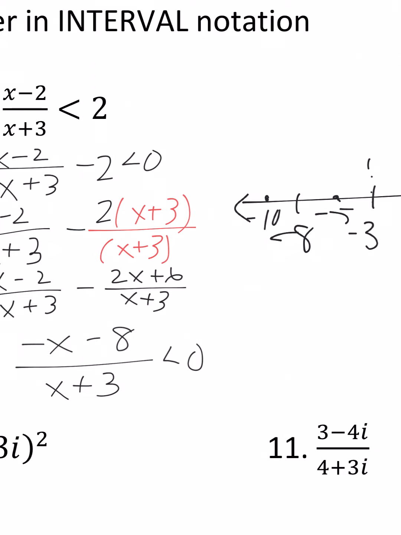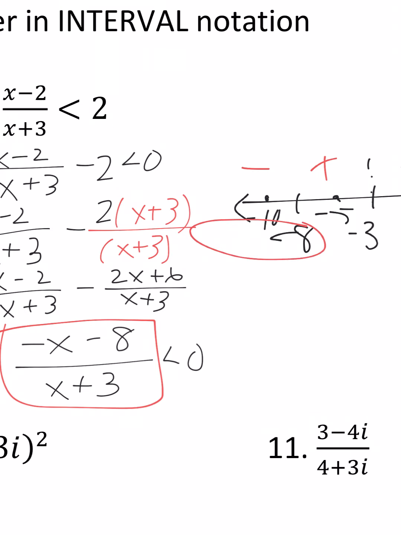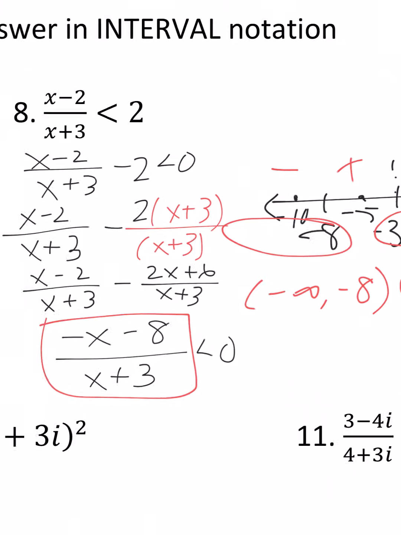And again, when I plug them in, I'm only concerned about whether it's positive or negative in this function. So if I plug in negative 10, my numerator will be positive, my denominator will be negative. If I plug in negative 5, I'll end up with negative over negative, which is overall positive. And finally at 0, I end up with a negative. So I want all the intervals in which the graph is negative. So that's negative infinity to negative 8, union negative 3 to infinity.